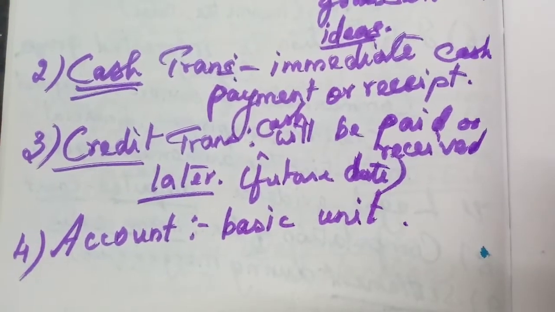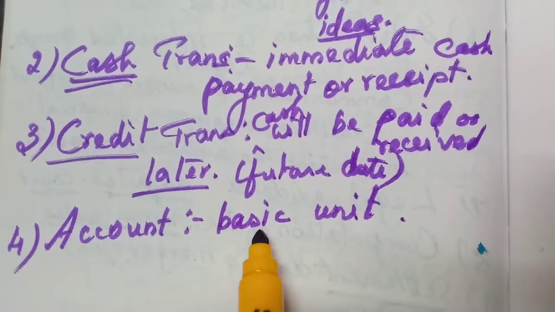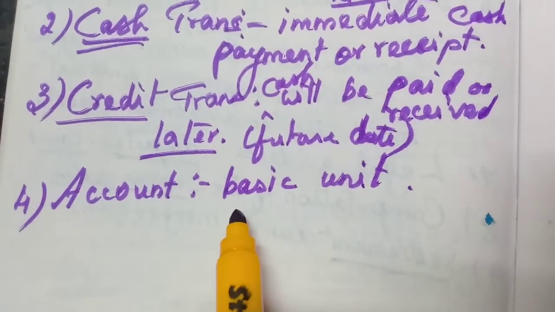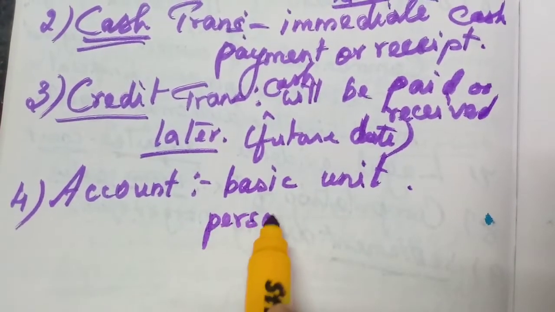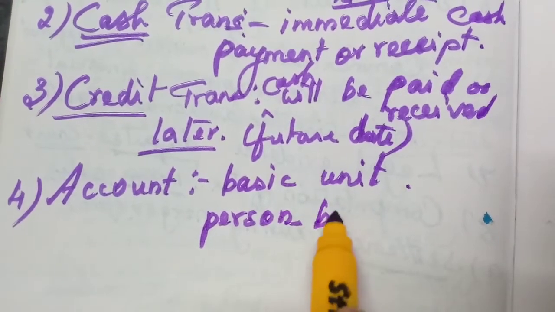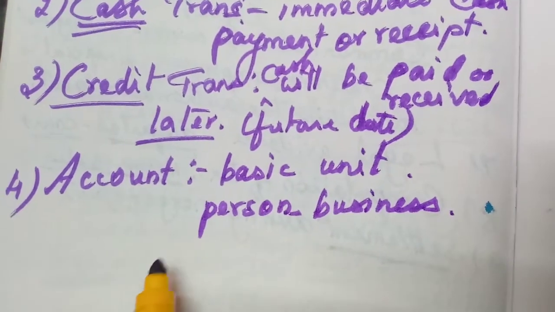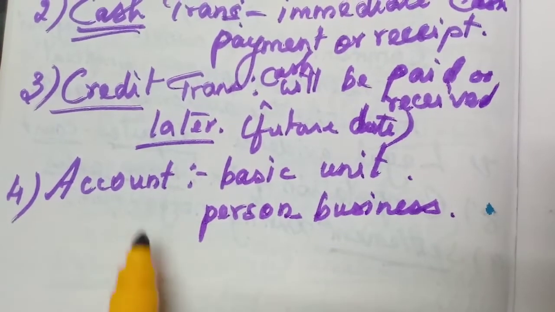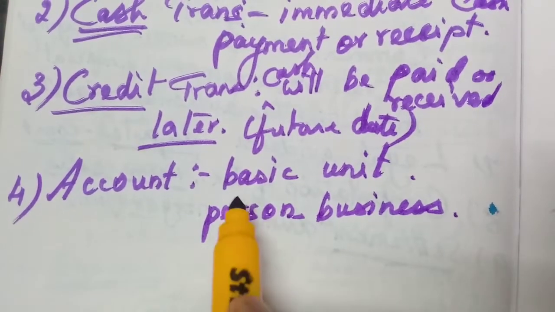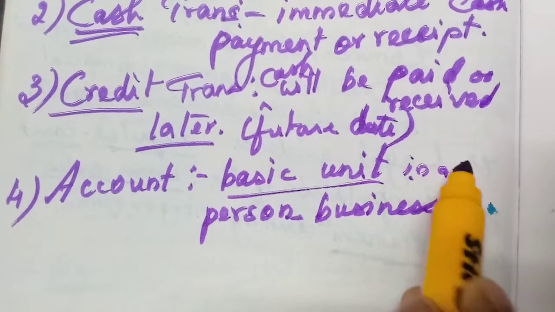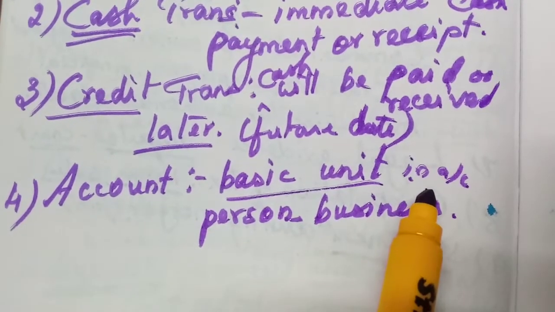Basic unit in accounting. Because, for example, even in our day-to-day life, we say "close his account," isn't it? To denote a person or a business, we say school account or his account. When we go to a bank, we know our bank account, the savings bank account. So that is the basic unit in accounting. Account is the basic unit for measurement in accounting.